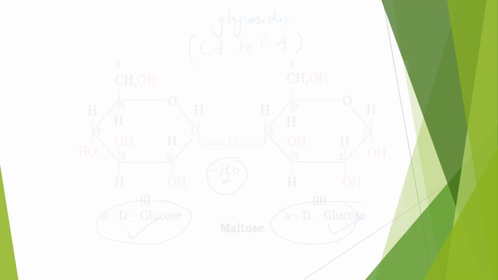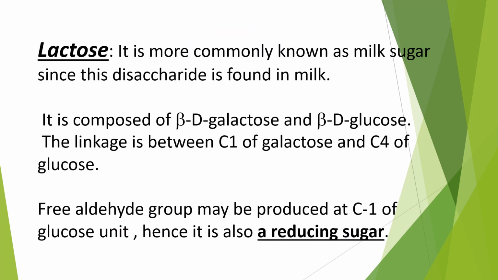Now next is lactose molecule. So lactose is a sugar mainly found in milk. So it is composed of beta D galactose and beta D glucose. That is very important. It is a beta sugar. The linkage is between C1 of galactose and C4 of glucose. So free aldehyde group may be produced at C1 of glucose unit, hence it is called a reducing sugar. So lactose is a reducing sugar.